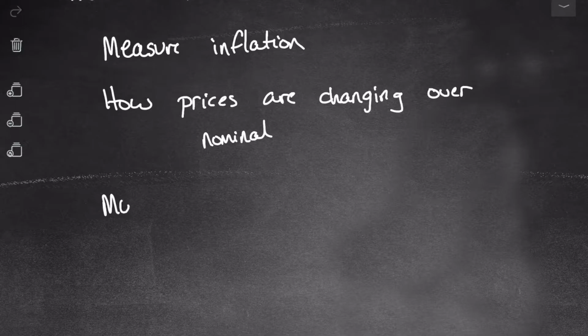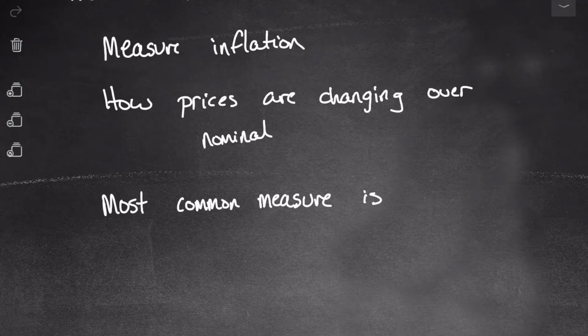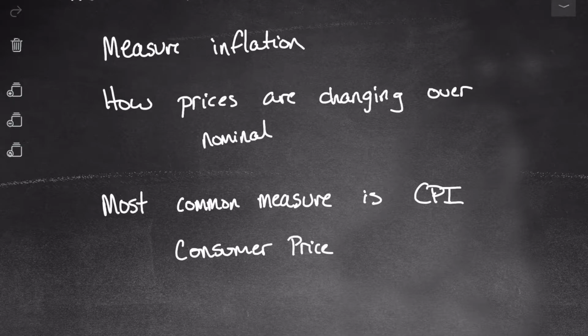The most common measure is the CPI, also known as the Consumer Price Index. Okay, and what we're trying to get at with this is an overall measure of what's happening to the cost of living. So let me just put up a table real quick.